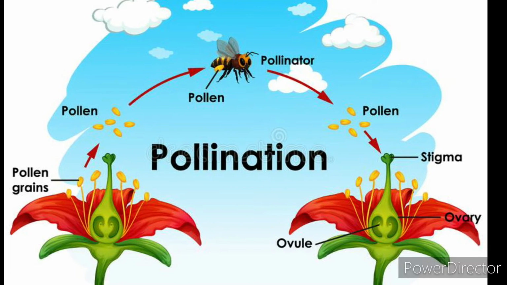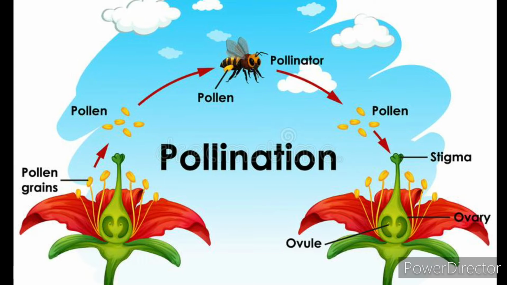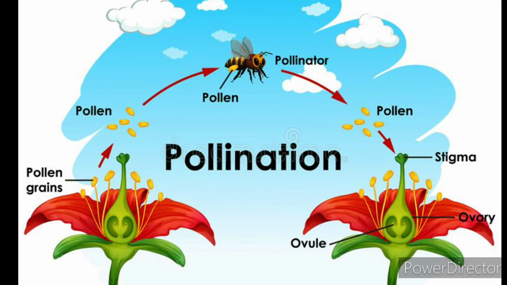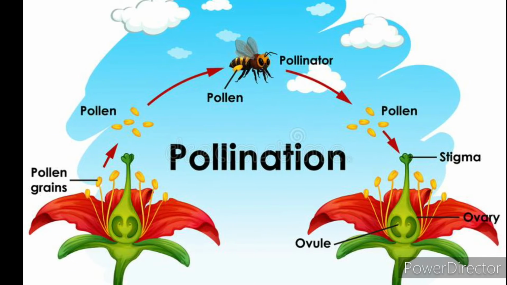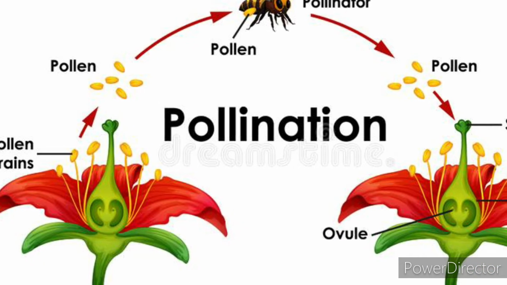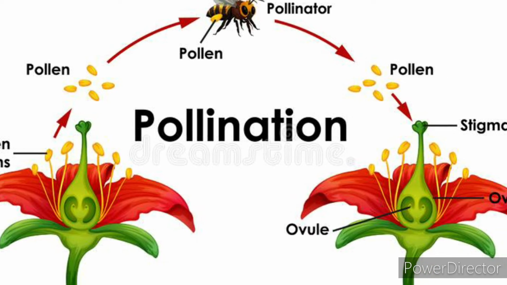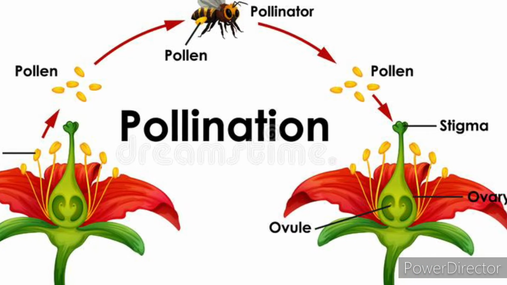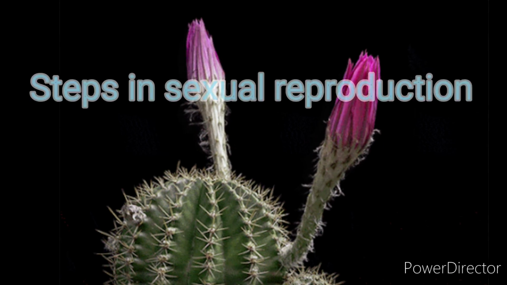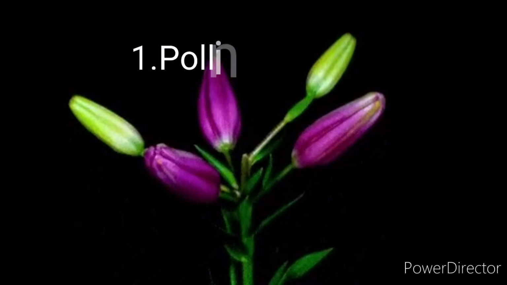If this transfer of pollen occurs in the same flower, it is referred to as self-pollination. If the pollen is transferred from one flower to another, it is known as cross-pollination. The pollination is achieved by agents like wind, water or animals. The first step is the pollination, then the pollen germination.